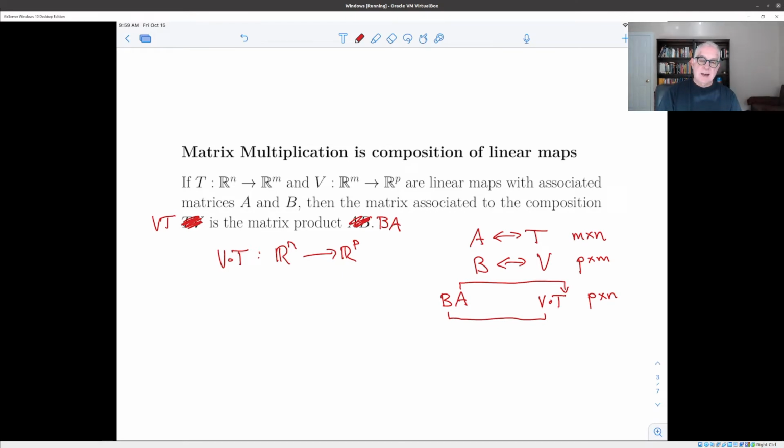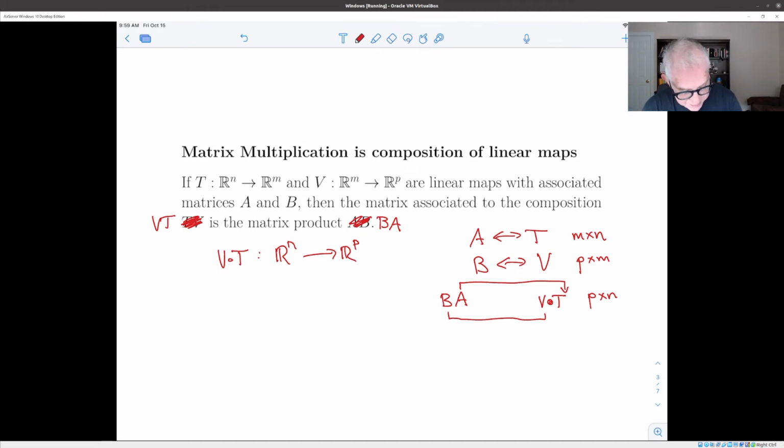So the matrix associated to the composition of two linear maps is the product of the associated matrices. How do you see this? Well, it depends on how good you are with index calculations. We could just take a quick look at this.